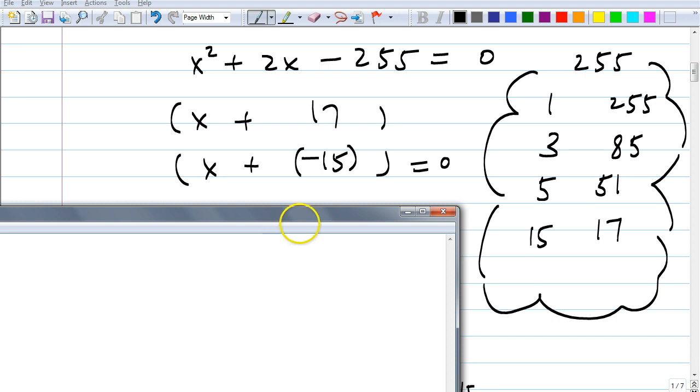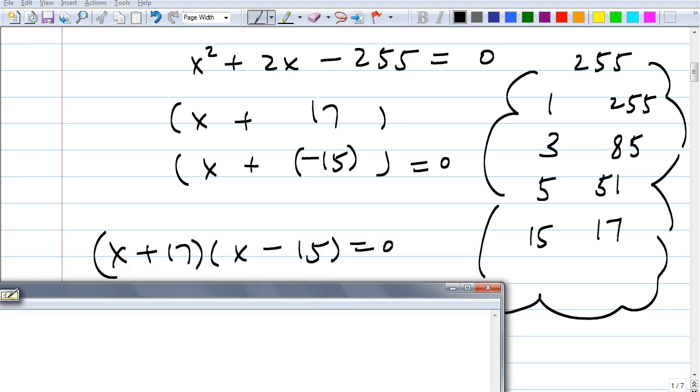Of course I can rewrite this as x plus 17 times x minus 15 equals 0. Would you not agree? Do you see it now? Because you need 2 in the middle, the difference of these two numbers has to be 2, because the last number is negative 255. And 7 doesn't go in, does it?